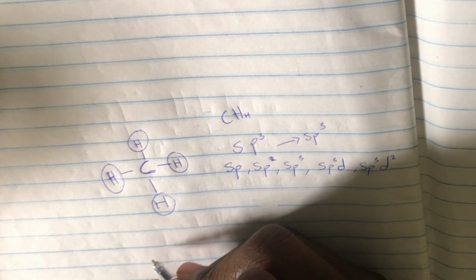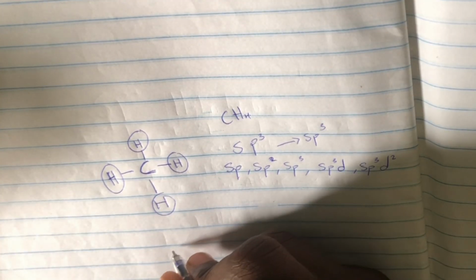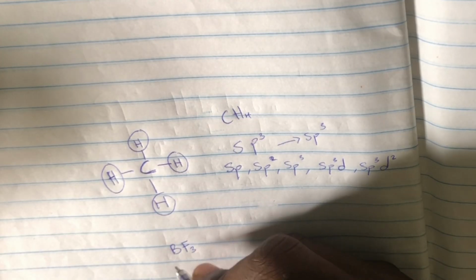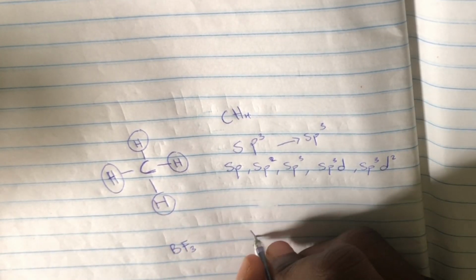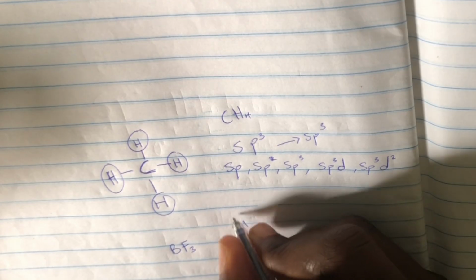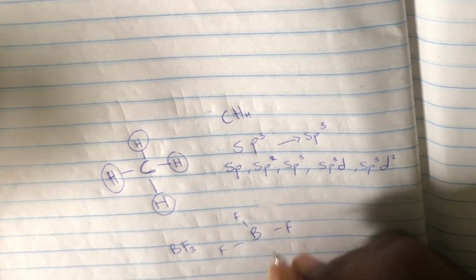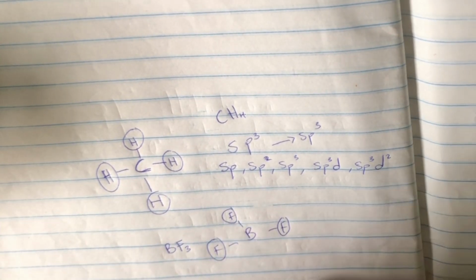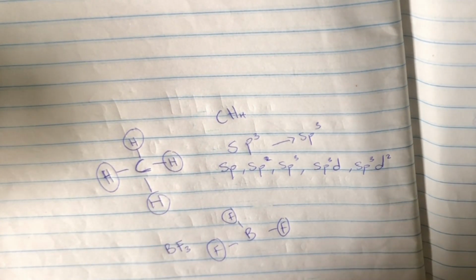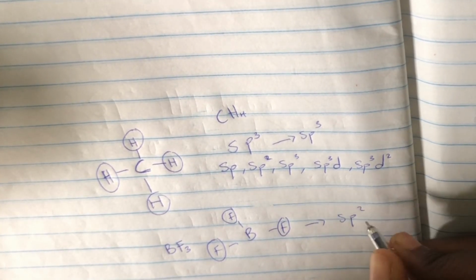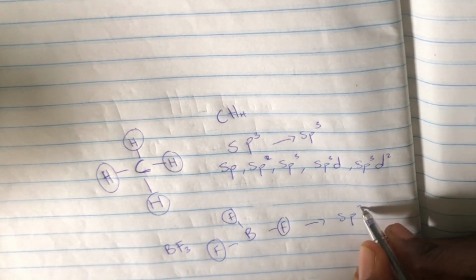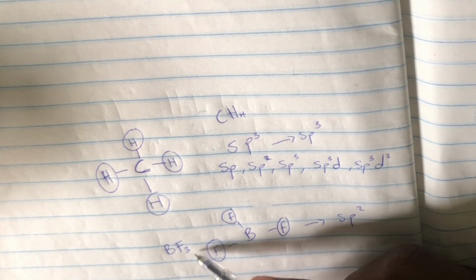So let's say you are given a compound like BF3, and they ask you what is the hybridization. Just draw it out. This central atom has 3 elements attached to it, F, F, F, right? What is the hybridization? Just count 1, 2, 3. That's 3 elements attached to it. So we're looking for the hybridization that adds up to 3. That will be SP2, because 1s and 2p, that's 3. That's how we know that the hybridization of BF3 is SP2.